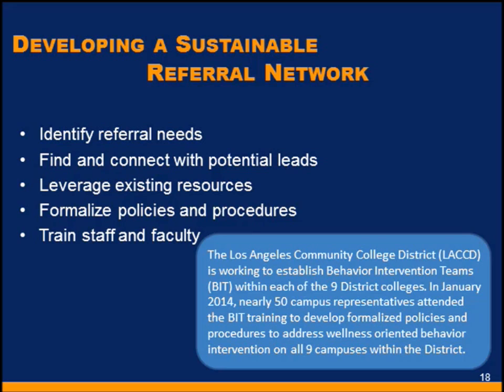Developing a sustainable referral network. As many of you know, this is a very challenging thing given the lack of resources that many of us have, including the public health sector. One very good example that you see here is that the LA Community College District worked very hard to get all of their campuses together to train and develop a behavioral intervention team. And I might add that many of the colleges have developed tracking systems and tools for campus threat assessment, and some have even purchased online tracking tools, like Maxient is one of them.